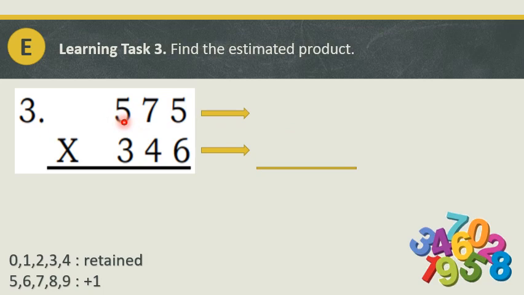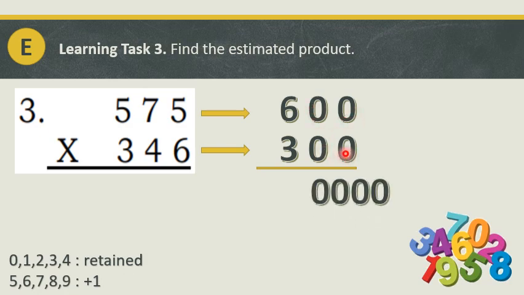Then, sa number 3, so, ganun uli. So, since sa katabi ng 5 natin is 7, malaking number, ang 5 natin ay magiging 6. And then, ito, pa-zero lahat ng 0. So, kaya 600. Then, ito, ang katabi ng 3 natin is 4. So, retained. So, ito ay 3 pa din. So, 3, 0, 0. So, 300. Then, bilangin natin yung zeros. 1, 2, 3, 4. Then, 6 times 3 is 18. So, kaya ang answer natin is 180,000.